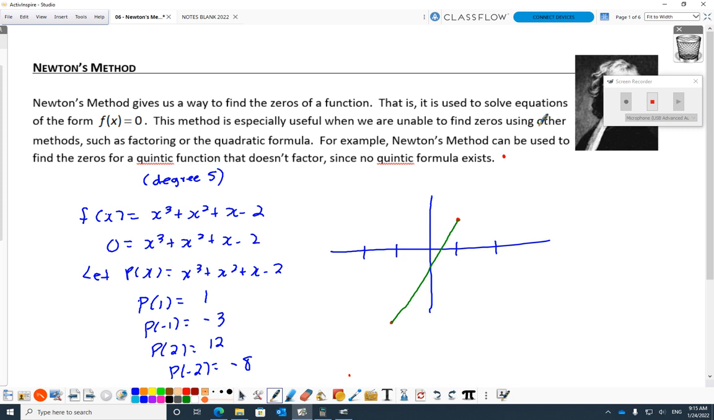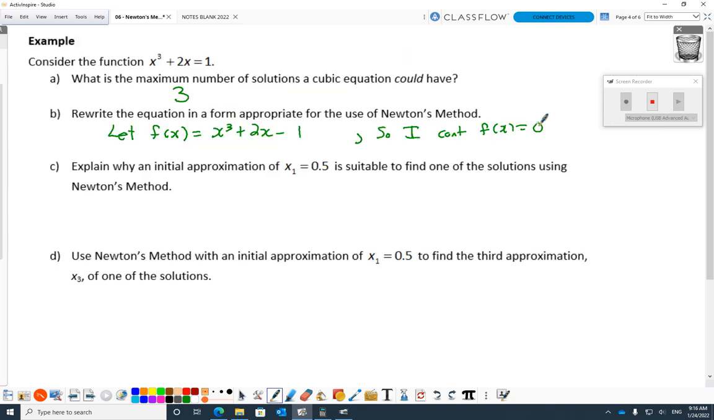We were doing that the whole time with factoring anyways. When we wanted to factor something, we brought it all to one side and then factored. So here's the function I want to find the 0 of. Explain why the initial approximation of 0.5 is a suitable one for using Newton's method.